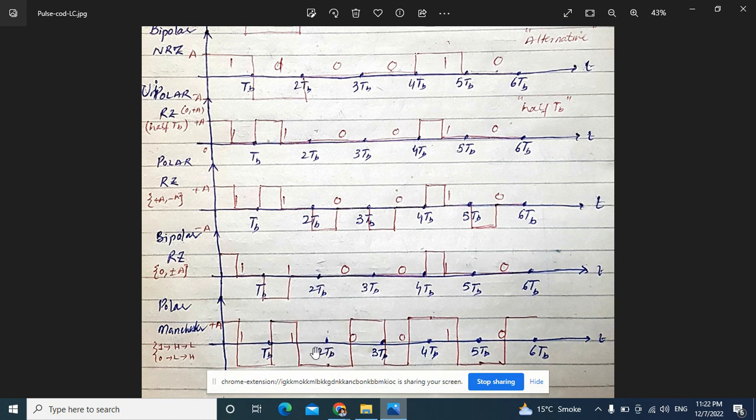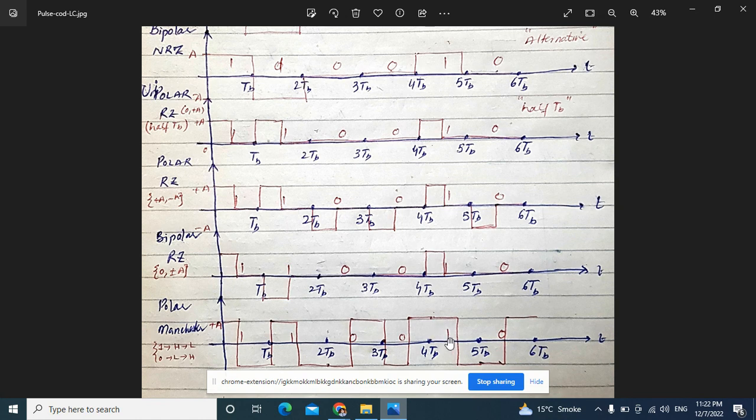For the other half of the duration it is at the negative value. The third bit is 0, so it will move from lower to higher value. So it is lower, and then for the next half of the duration it is positive. The fourth bit is also 0, so it again moves from low and then up in the next half of the duration.